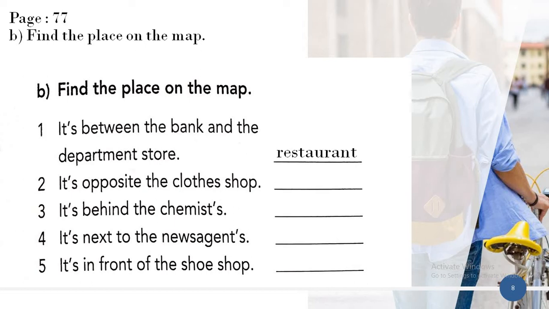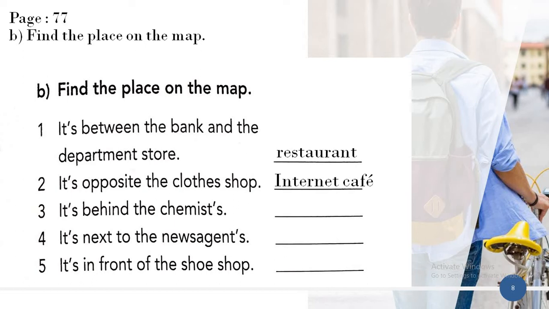It's opposite the clothes shop. What is opposite the clothes shop? Look at the map. Look for the clothes shop. And what is opposite the clothes shop? It's an internet cafe. Excellent.